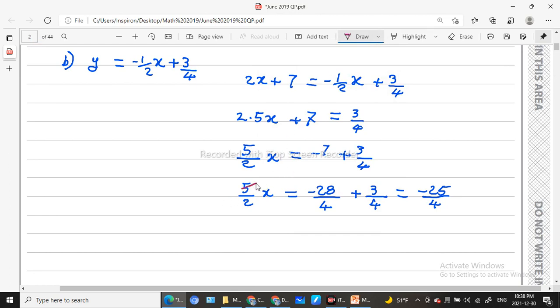Now 5 divided by 5 is 1, and this 25 divided by 5 is 5, and this 2 over 2 is 1, and here 4 over 2 is 2. So the answer is x equals negative 5 over 2, equals negative 2.5. And we can see this on the grid sheet.